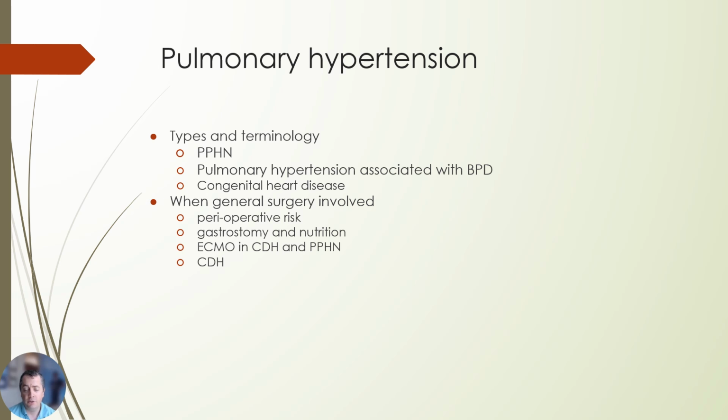Moving on to pulmonary hypertension, we'll go over types and terminology, including persistent pulmonary hypertension, pulmonary hypertension associated with bronchopulmonary dysplasia and congenital heart disease, and when and how you might be involved and what you should know.